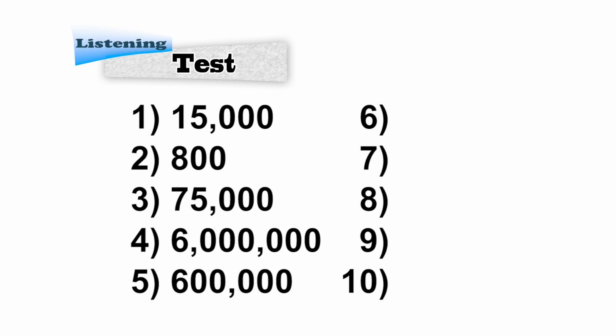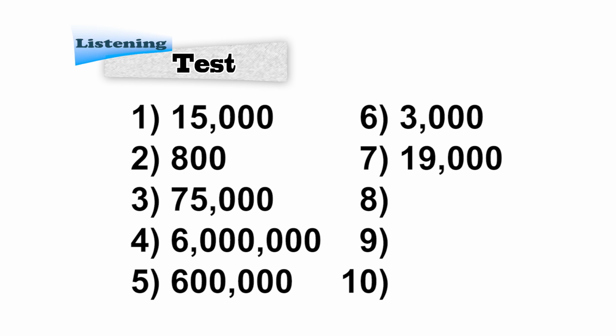Number 6, 3,000. Okay, so this is 3,000. Number 7, 19,000. Okay, so this is 19,000.